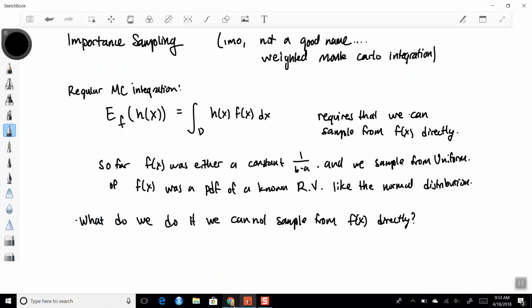Okay, what do we do if we cannot sample from f of x directly? Well, we have an alternate thing that we can do, and this is called importance sampling. It's a little bit like rejection sampling, but it's different.